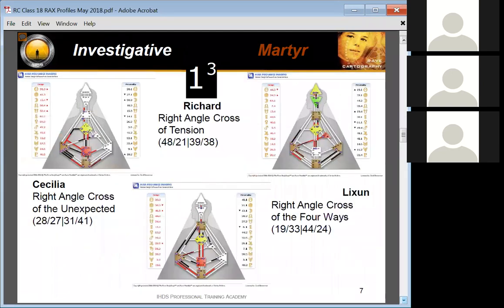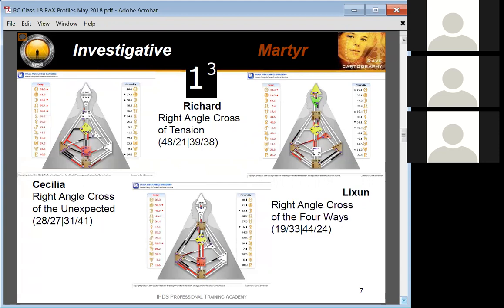And then we have these others that are also in the class and also right angles. And so they're, Cecilia is the right angle cross of the unexpected. And if you guys have a mandala wheel, just as kind of a little practice here, can you tell me, just by looking at her gate, what quarter is Cecilia in?